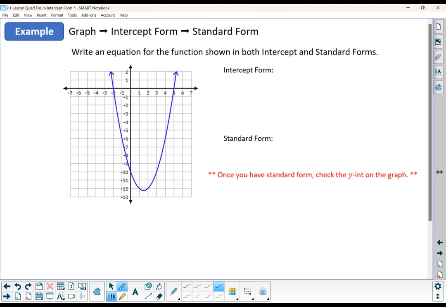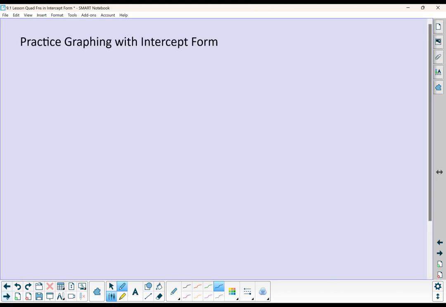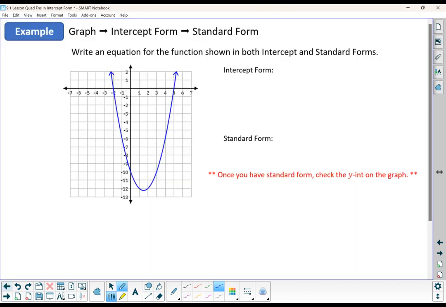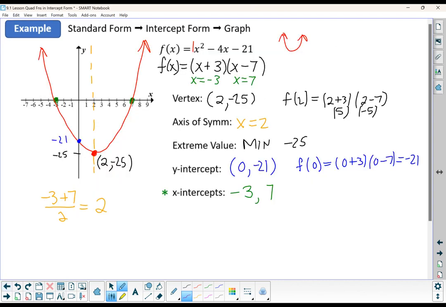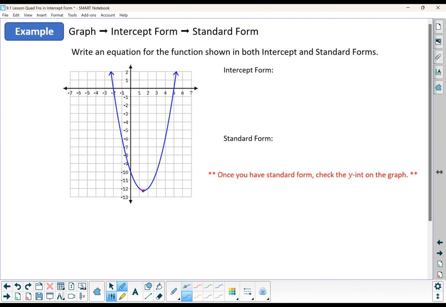Okay, so we have, I think, just one final example, and we are going to do the reverse of that. If I show you a picture of the graph, can you write it in both intercept and standard form? Now, in this graph you can see the vertex is not at a nice point, so we're not going to write this one in vertex form, but we could write in vertex form once we have the vertex. For this example, we are just going to focus on intercept form and standard form.